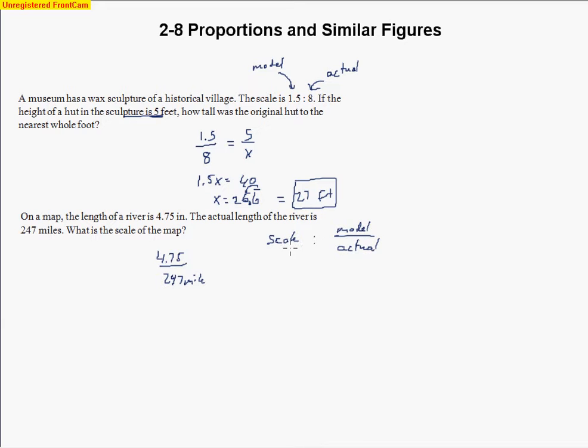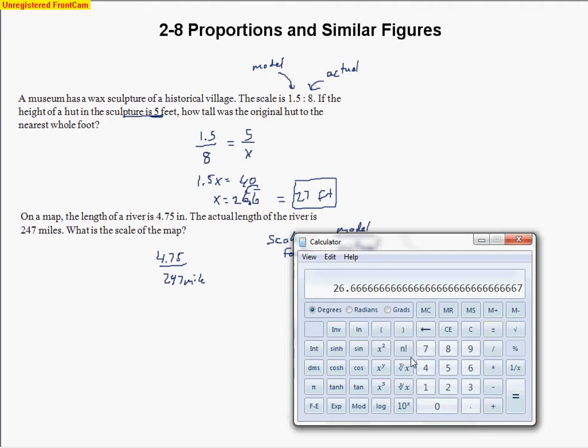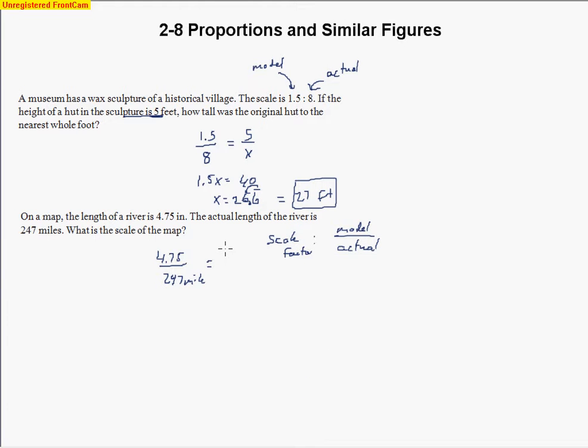And so when we go ahead and do the division, because we want to make it just 1 inch as to how many miles, we go ahead and do some work there. So we'll punch that in the calculator, 4.75 divided by 247, and we get this fraction. And if we change that decimal into a fraction, we end up with 1 over 52 miles.